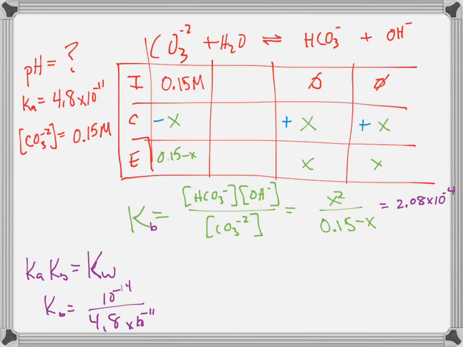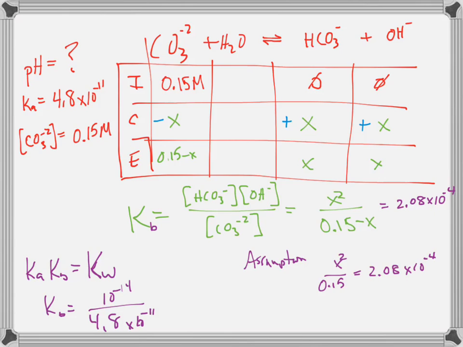What would you like to do now? Quadratic? You could, by all means, go ahead and punch in the quadratic. I would go through and make the assumption first. I would assume x is substantially smaller than 0.15, which means my assumption equation becomes x squared over 0.15 equals 2.08 times 10 to the minus 4. 2.08 times 0.15 times 10 to the minus 4 square root gives me my x.